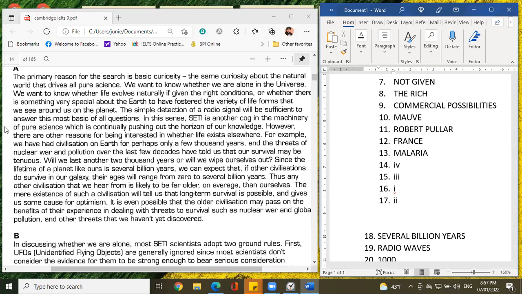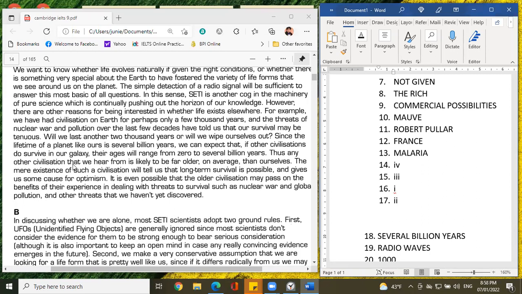SETI is another cog in the machinery of pure science, which is continually pushing out the horizon of our knowledge. However, there are other reasons for being interested whether life exists elsewhere. For example, we have had civilization on Earth for perhaps only a few thousand years, and the threats of nuclear war, pollution over the last few decades, dapat binanggit yan, global warming, have told us that our survival may be tenuous. Will we last another 2,000 years, or will we wipe ourselves out? Since the lifetime of our planet is several billion years, we can expect that the older civilizations do survive and their ages will range from 0 to several billion years. Thus, any other civilization that we hear from is likely to be far older.